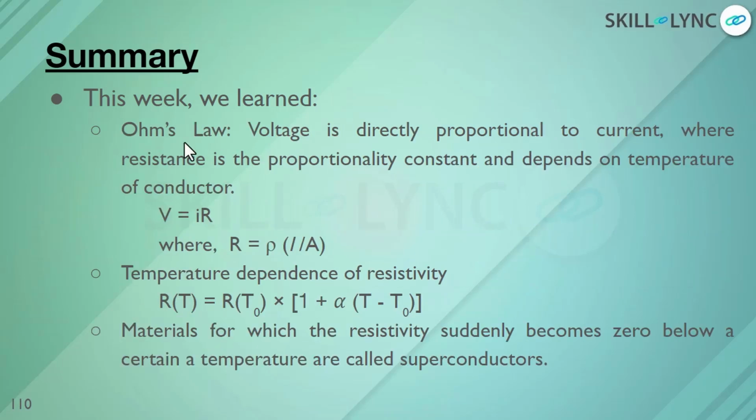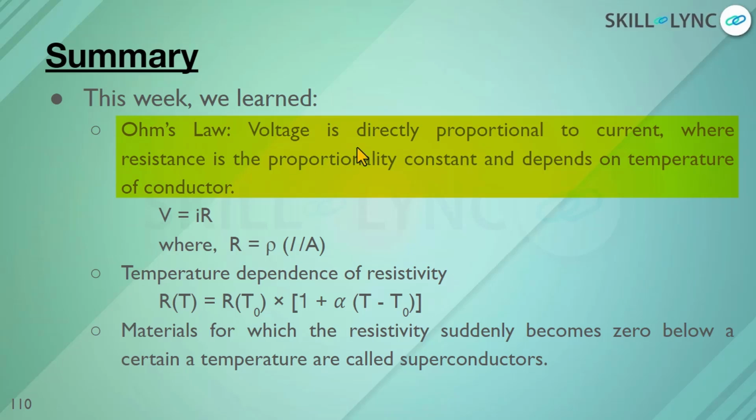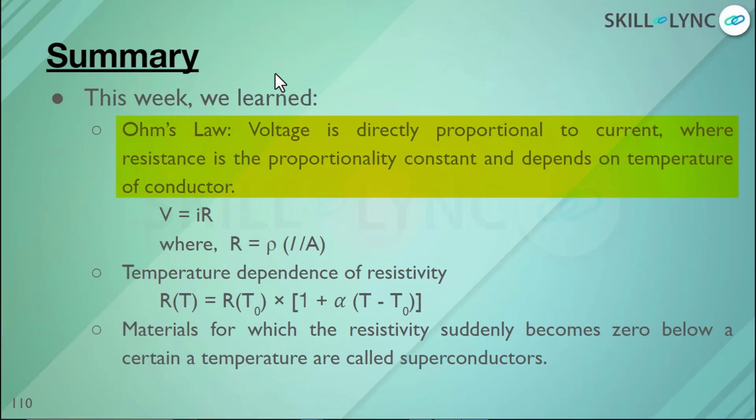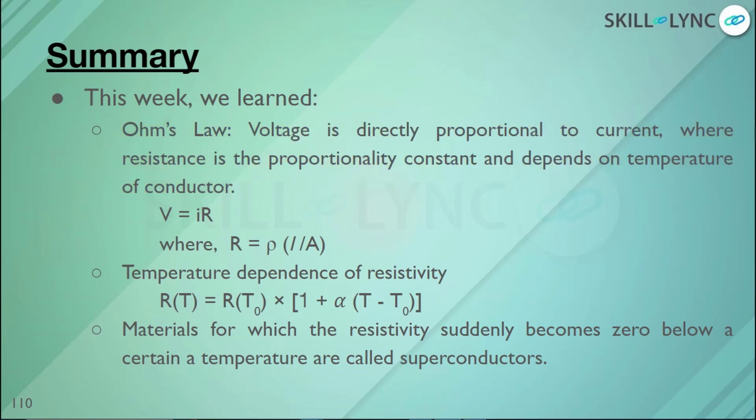Further, we have also studied Ohm's law. Ohm's law states that voltage is directly proportional to current, where resistance is the proportionality constant and depends on the temperature of the conductor. As we see, voltage is directly proportional to current, where resistance is the proportionality constant. Thus, V equals IR. Moreover, the resistance is very much dependent on the temperature of the conductor.